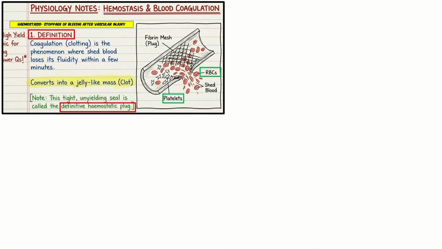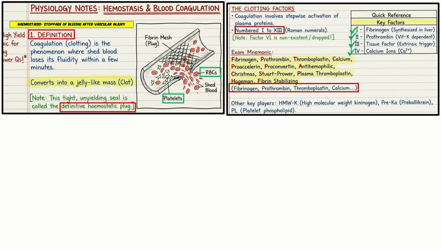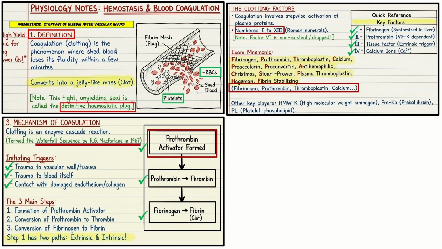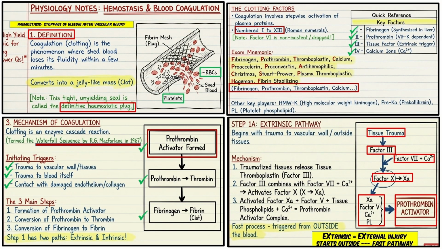Let's revise the entire answer from the beginning. This is how we started the answer of a long essay question, started like a topper: with the definition, diagram, and then the mechanism. The mechanism involves clotting factors, here the 1 to 13 clotting factors. Out of these, 4 clotting factors are important: fibrinogen, prothrombin, tissue factor, and calcium ions. After this, we saw the mechanism of coagulation involving 3 steps: prothrombin activator, prothrombin to thrombin, and fibrinogen to fibrin. Here the first step has 2 pathways, extrinsic and intrinsic. Then we moved to the extrinsic pathway, which starts with factor 3. Remember, extrinsic is external injury, starts outside, and that's the first pathway.